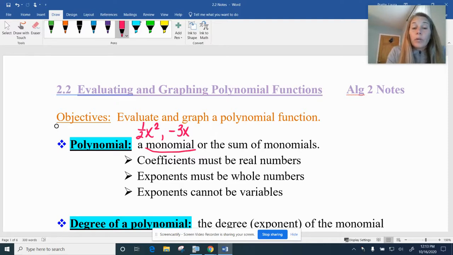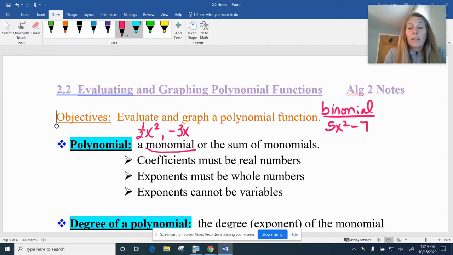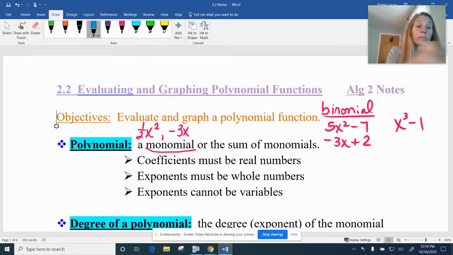Now, a polynomial is also the sum of monomials. So a monomial is just a specific type of polynomial, but another type of polynomial would be a binomial, and that's when you have two monomial terms being added together. So, for example, if you had 5x squared minus 7, that would be a binomial. Or if you had negative 3x plus 2, that would also be a binomial. Or maybe you have x cubed minus 1. Those would all be examples of binomials, which are also a type of polynomial.